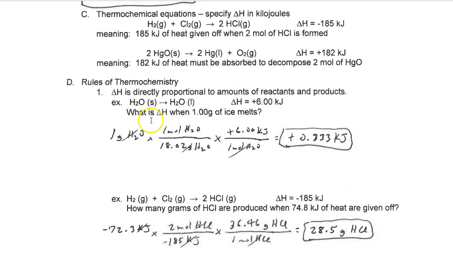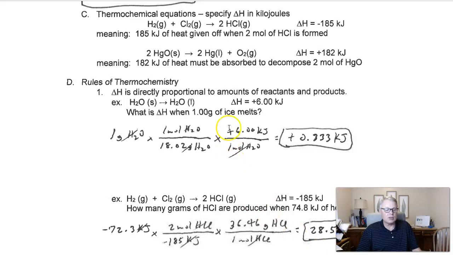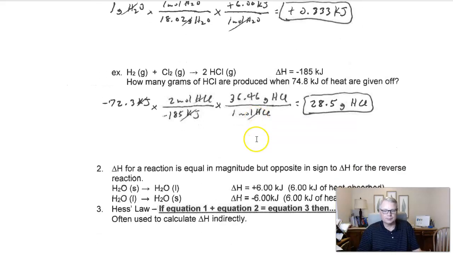Notice that if I have to add heat to melt a mole of ice, I still have to add heat to melt a gram of ice. But notice if I only have 1/18 of a mole of ice, it takes 1/18 as much heat. Delta H is directly proportional to the amounts of reactants and products. And so what we do is we use these relationships here in our thermochemical equation to do some stoichiometry stuff here. All right, so let's try another one.